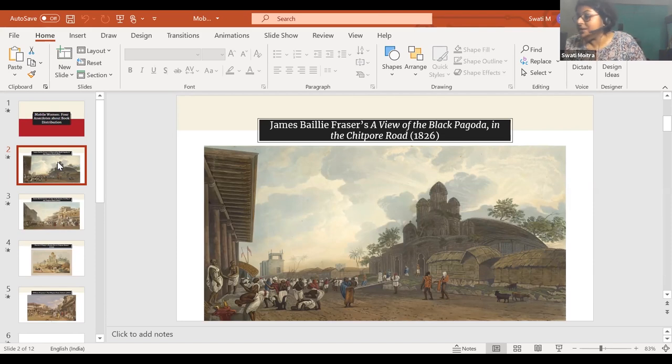Chitpur Road is an important arterial road that cuts through the heart of the city. It is deemed one of the oldest thoroughfares of the city, dating back to pre-colonial times when it served as a route for pilgrims from Nodia to travel to the Kalighat temple. Chitpur Road is an important fixture in British paintings, in particular the Black Pagoda, again the one that you see. It seemed to capture British painters' interest.